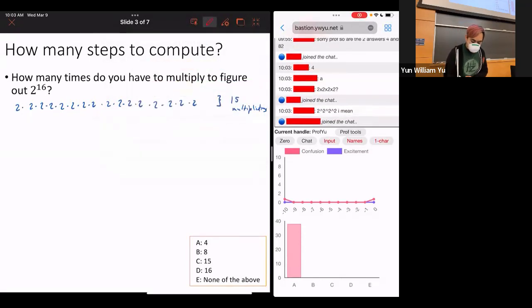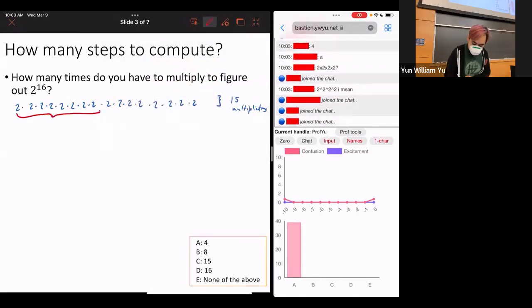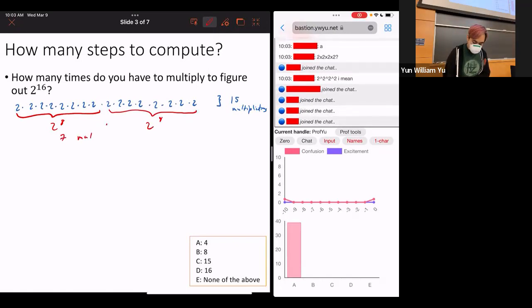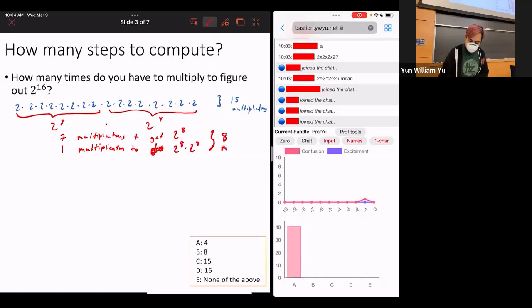So one faster way is to notice that this is 2 groups of 2 to the 8. And so if you were to group it together in that way, that would be 7 multiplications to get 2 to the 8, and then 1 multiplication to do 2 to the 8 times 2 to the 8. And so a total of 8 multiplications.